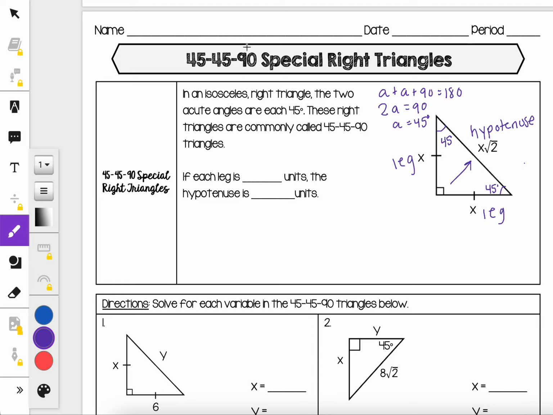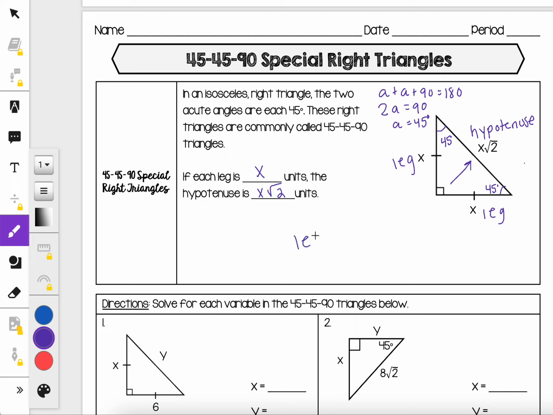So if each of the legs is x units long, then the hypotenuse will be x times the square root of 2 units long. Okay, and that is our special ratio that we have in these types of special right triangles. So today's lesson is going to be going back and forth between being given a leg and trying to find the length of a hypotenuse, or being given the length of the hypotenuse and trying to find the two legs.